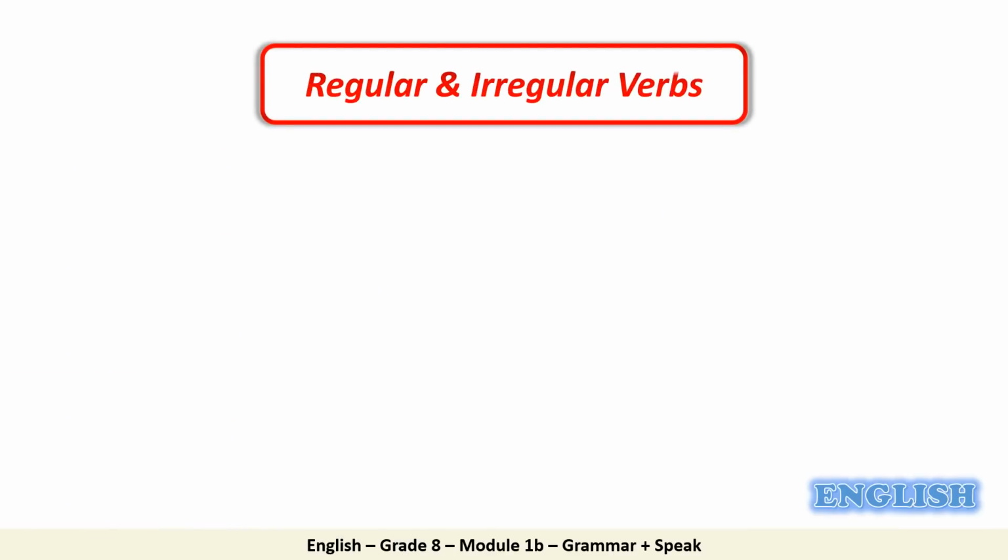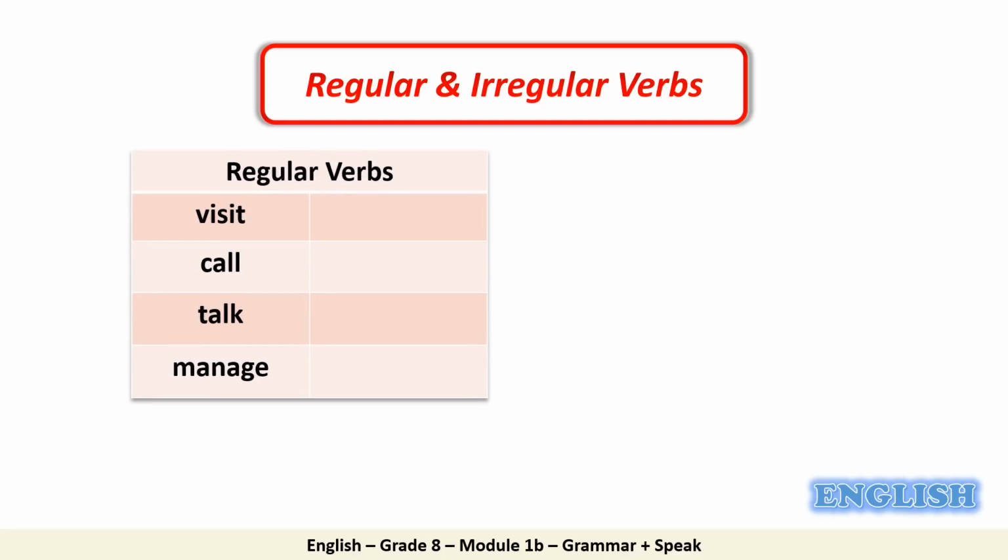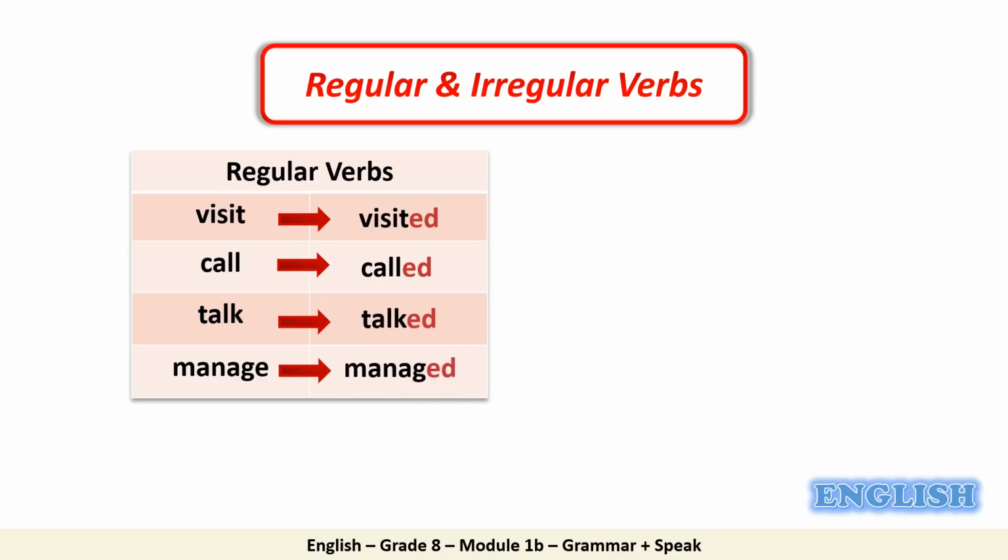Now let's look at how we form the past simple tense. The first thing to remember is that in English we have two kinds of verbs, regular verbs and irregular verbs. The regular verbs end with ed or just d in the past. So when you use a regular verb like visit, all you need to do is to add ed. In the past, the verb visit becomes visited. The verb call becomes called. The verb talk becomes talked. And the verb manage becomes managed. Pay attention that manage needs only d because there is already e at the end of the verb.